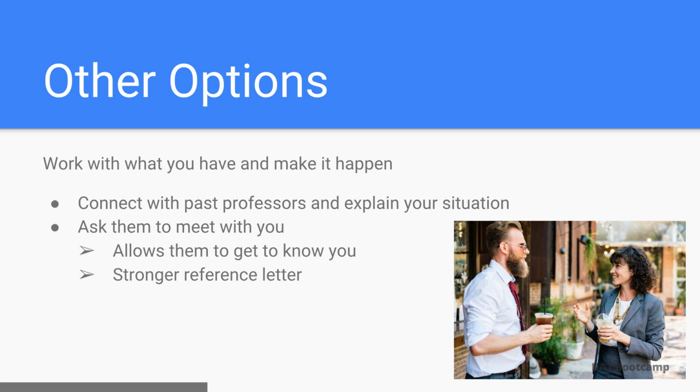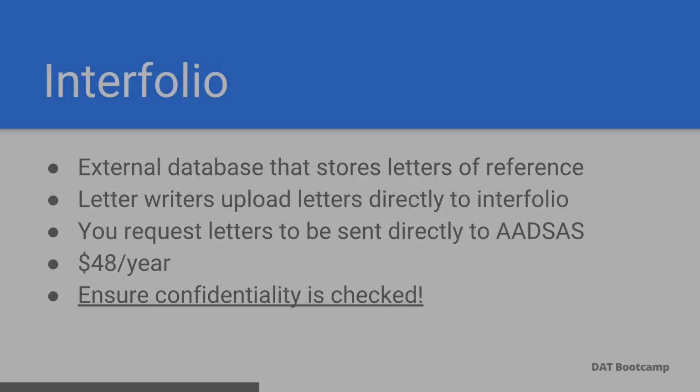So some things that you can do is connect with your past professors and explain your situations. And when you do explain your situation, ask them to meet with you. Ask them to go for a cup of coffee. Ask them to meet them in their office. That way, it sort of allows them to get to know you. And so maybe they won't be giving you the strongest reference letter. They'll still give you a strong reference letter. And that's much better than getting a neutral one. So these are just a few tips to keep in mind. Obviously, there's other ways to go about things.